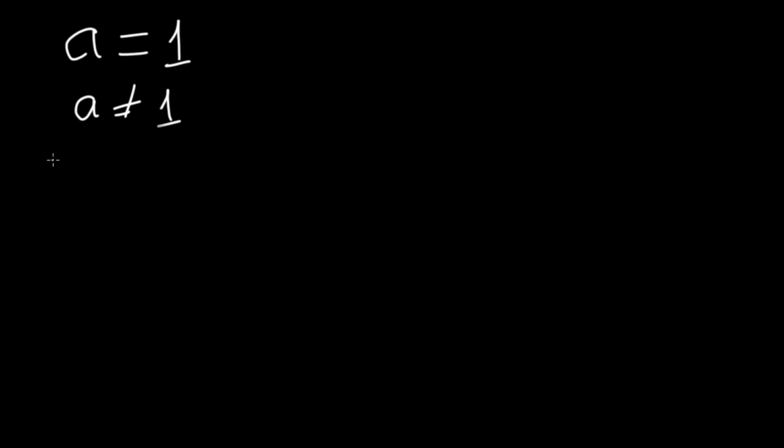For example, 3x squared minus 4x minus 4. We need to factor this out. You see, a equals 3, different than 1, right? And then b equals negative 4 and c equals negative 4.